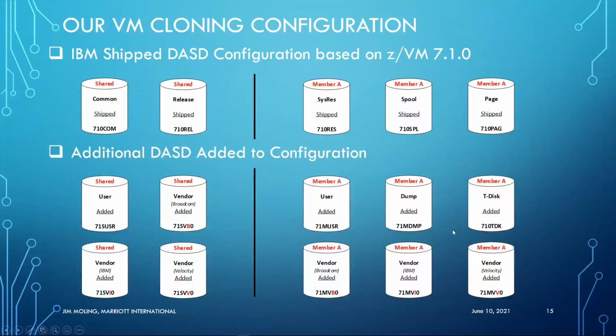Okay, so this kind of shows you, up here at the top, these are the volumes that you get when you install the ship configuration. And really, you only have data on 3 volumes, these 3 here.